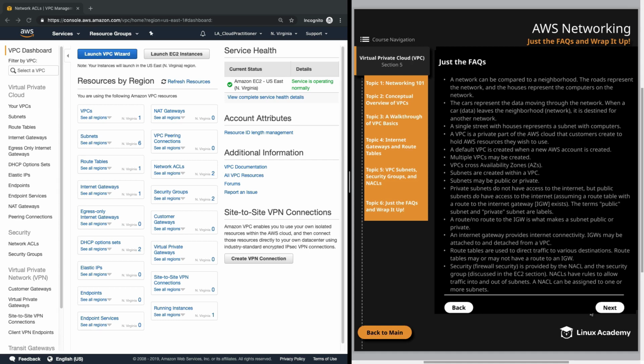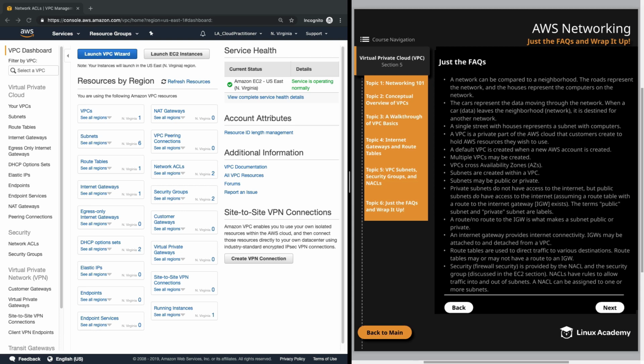So, when we think about the important points related to VPCs, the first is that we compared a network to a neighborhood. We talked about how the roads represent the network and how the houses represent the computers on the network. We also talked about how the cars represented the data that was moving back and forth through the network. So when a car leaves the neighborhood, it's destined for another neighborhood. Just like when the data leaves the network, it's destined for another network. Our single street with houses on it represents a subnet with computers. So we use those concepts to wrap up our networking 101.